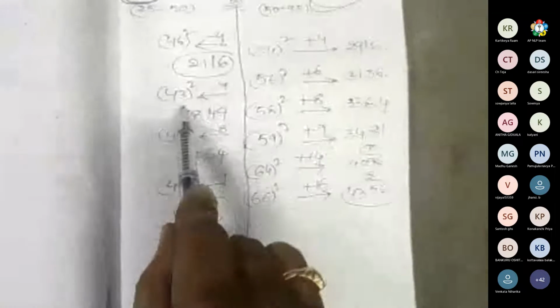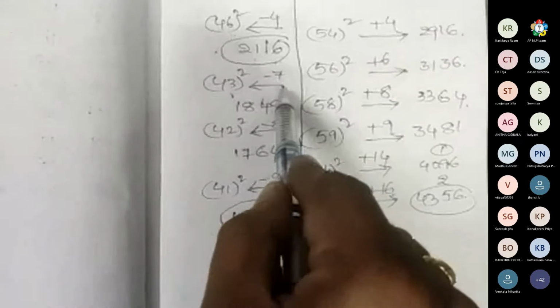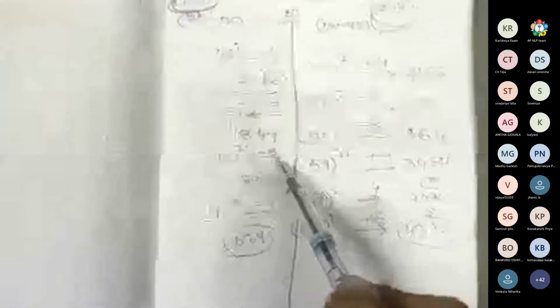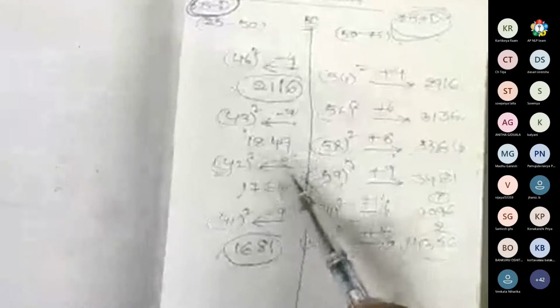Okay, suppose to calculate 43 whole square. For 50 it is 7 less. 7 square is 49. 25 minus 7 is 18. 1849. 42 whole square. For 50 it is 8 less. 8 square is 64. 25 minus 8 is 17. 1764.